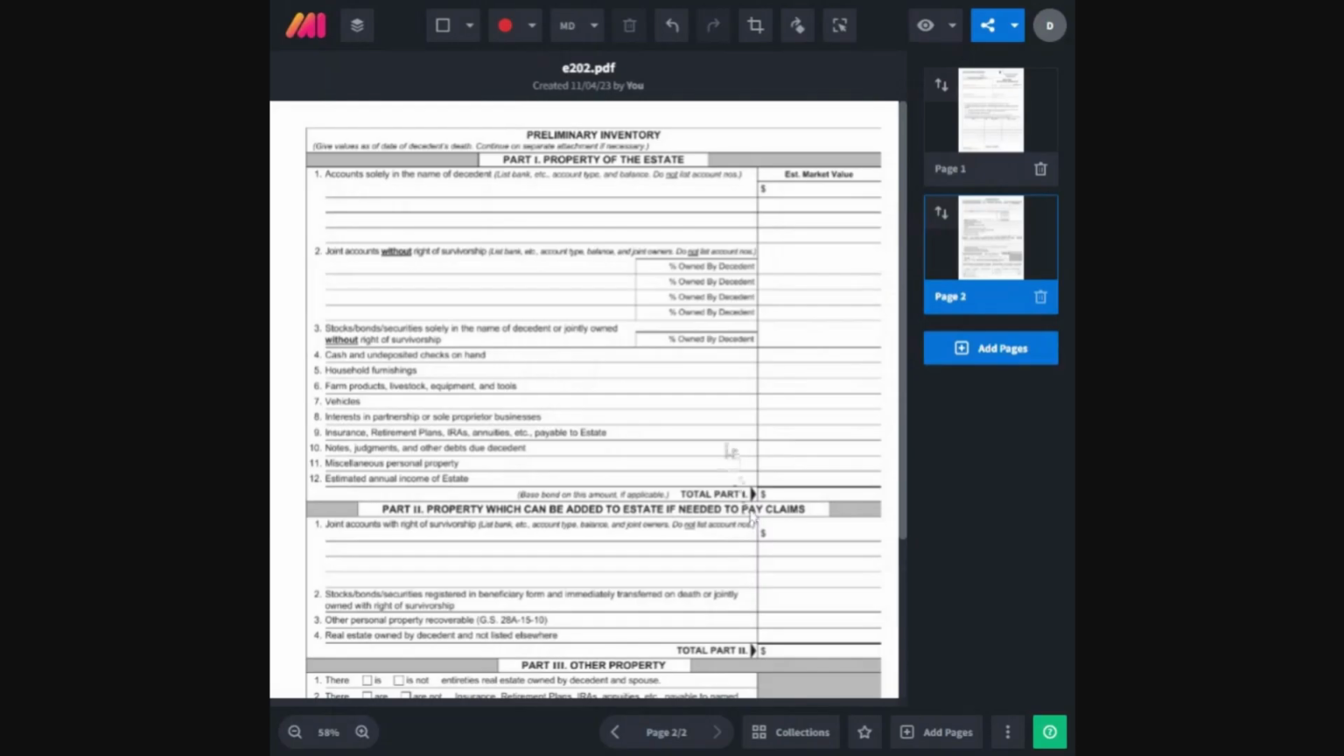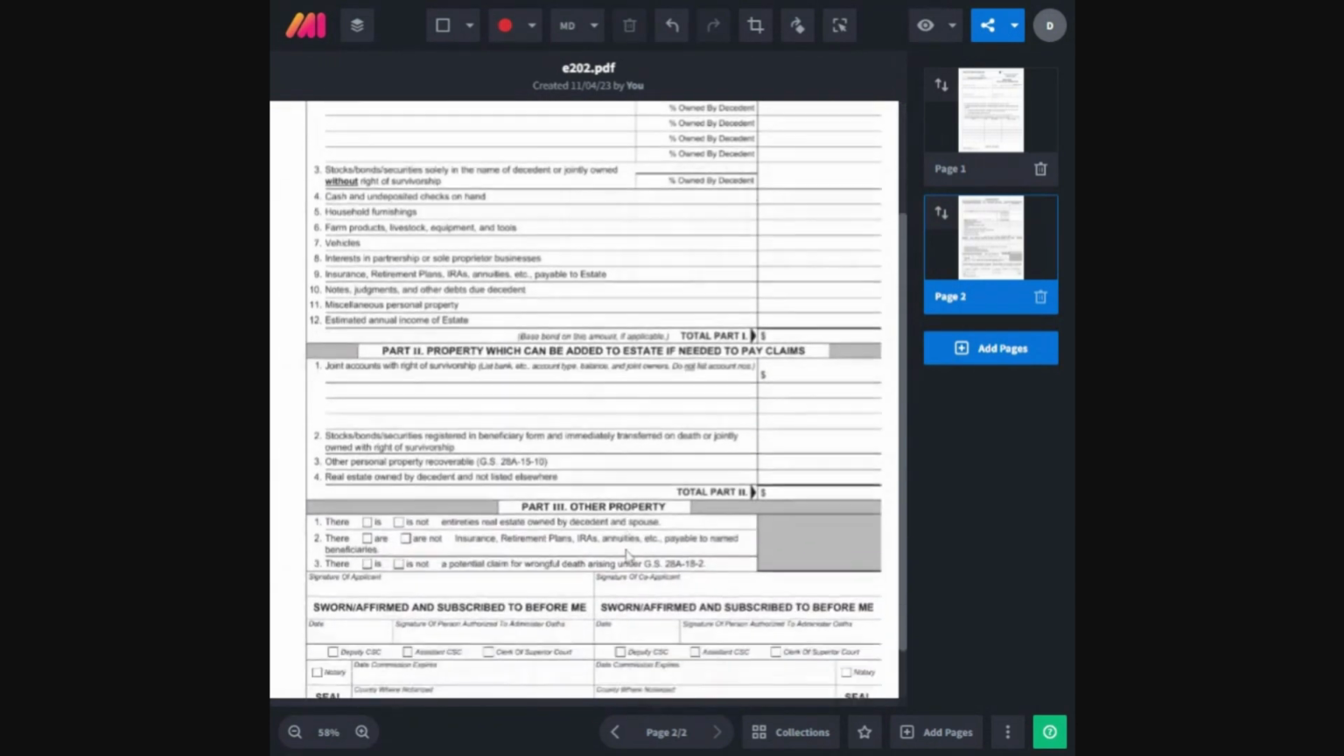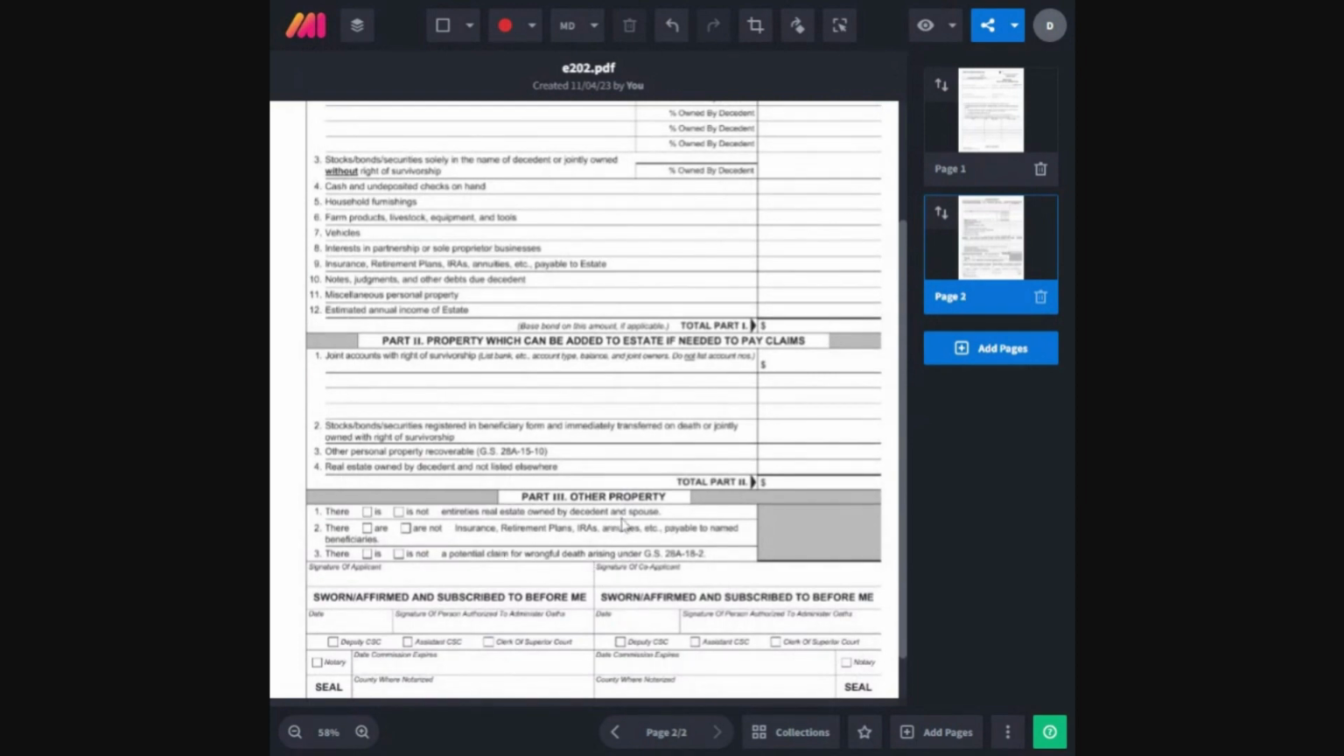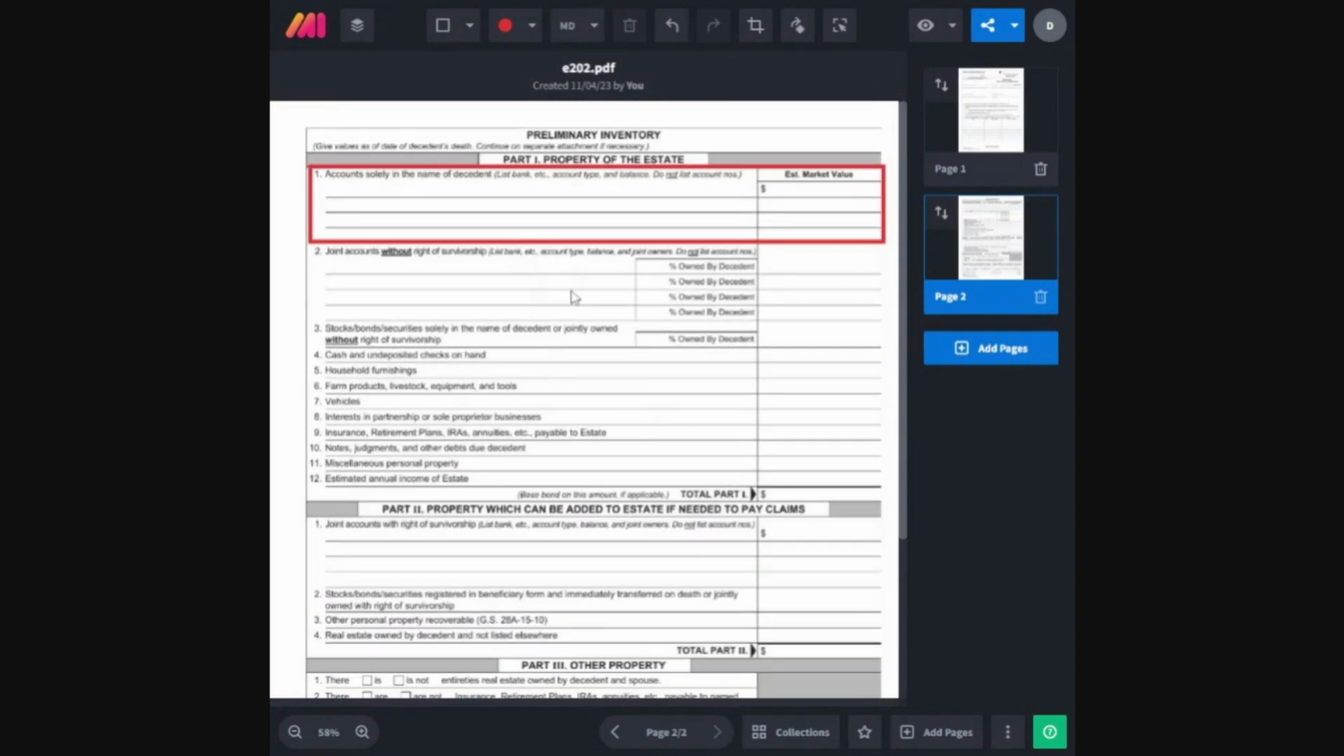Now, let's take a look at the actual form. The preliminary inventory section consists of 3 parts. Here's part 1, part 2, and if we scroll down some, there's part 3. In part 1, they want you to list the assets that were solely owned in the decedent's name. So if he had bank accounts or investment accounts that were in his name only, you would list that right here in this section. To the right, you see that there's a column labeled market value.